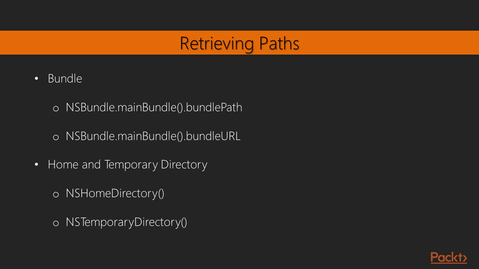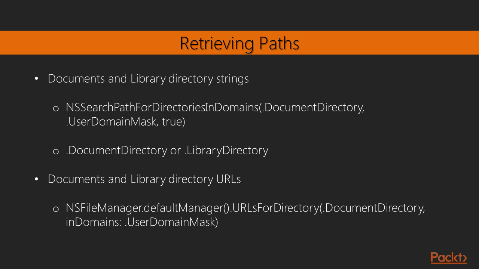How can we retrieve these paths? Very easy. For the bundle, we can use Bundle.main.bundlePath for the path as a string, or Bundle.main.bundleURL for retrieving a URL. NSHomeDirectory is a function for the string with the home directory, and a similar function called NSTemporaryDirectory for the temporary directory. For the documents and library, we can use the other functions. NSSearchPathForDirectoriesInDomains for a string, where the first argument can be .documentDirectory or .libraryDirectory. If using URL is preferred, we can use FileManager.default.urls(for:in:).